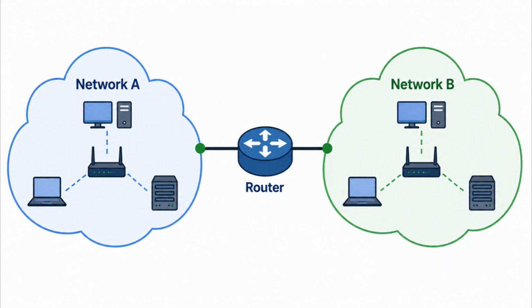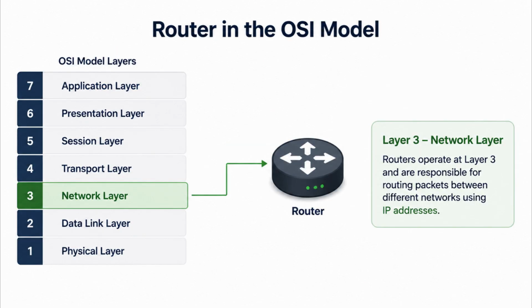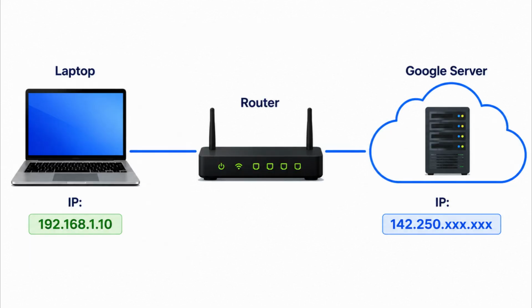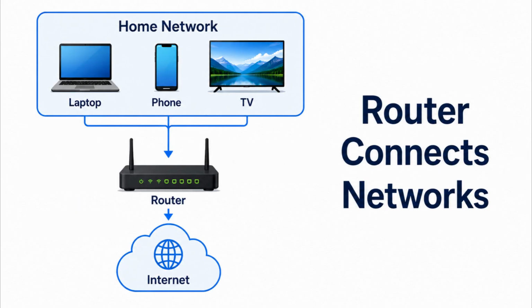What is a router? Now let's talk about the router. A router connects different networks together. The most common example is connecting your home network to the internet. While a switch works mainly at layer 2, a router works at layer 3, also called the network layer. Instead of MAC addresses, routers use IP addresses. An IP address identifies the location of a device on a network. The router's job is to determine where data should go when it needs to travel between different networks.